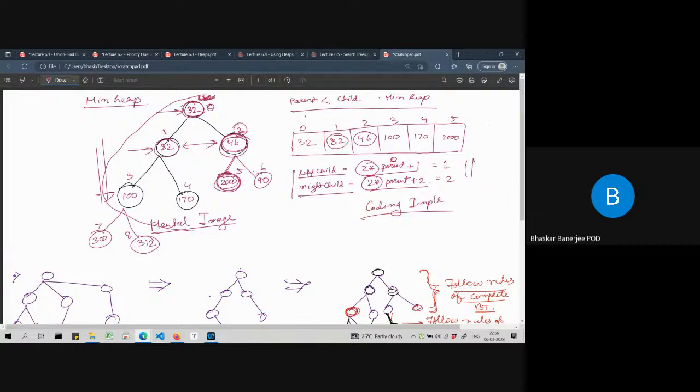Now, if you have three children, then there would be some changes in the code that you have to do. You can do that, it's not a problem. But a binary heap has no more than two children. No, it would work. The thing is, you have to take care of all the things, like left child, middle child, and right child. So we do that by 3 into parent plus 1, plus 2, plus 3. So you can do that to pick the left, middle, and right child.